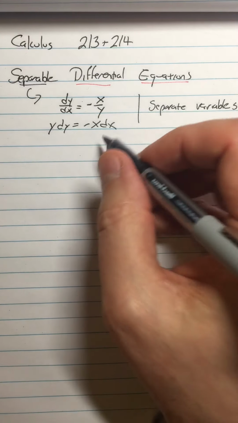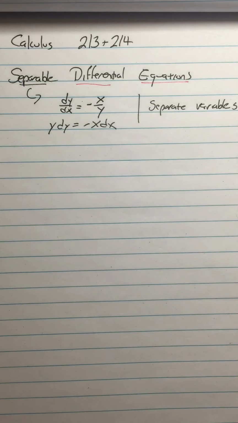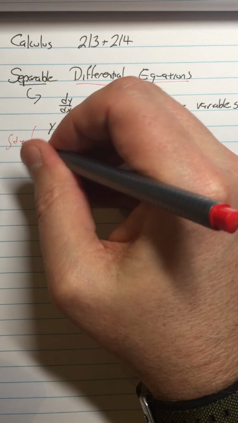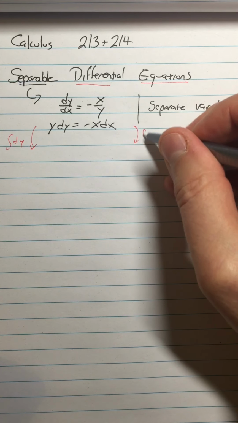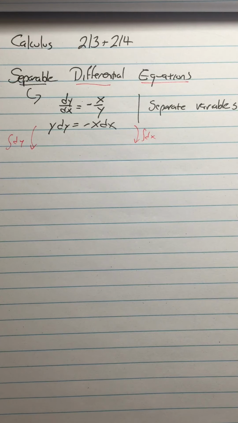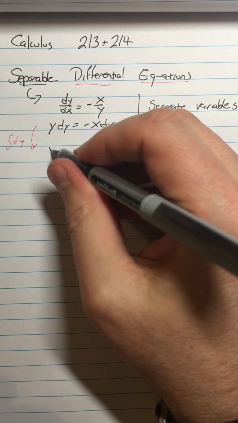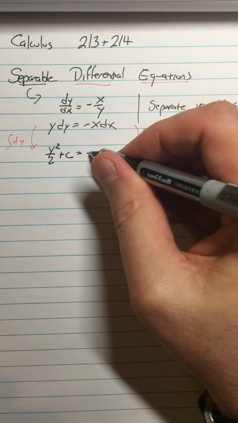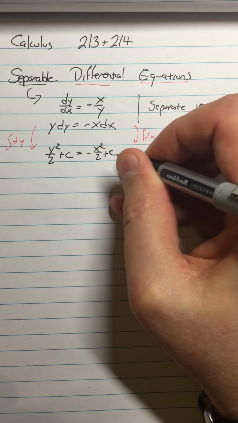All right, and then what you do is you're going to integrate on both sides. But you're integrating with respect to a different variable on each side. We're going to integrate this side with respect to y, and this side with respect to x, which we can do because this one's a dy, that one's a dx. All right, so what's the antiderivative of y? It's y squared over 2 plus c. What's the antiderivative of negative x? It's negative x squared over 2 plus c.